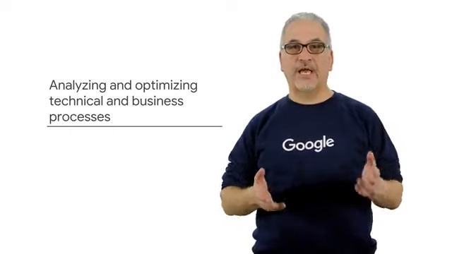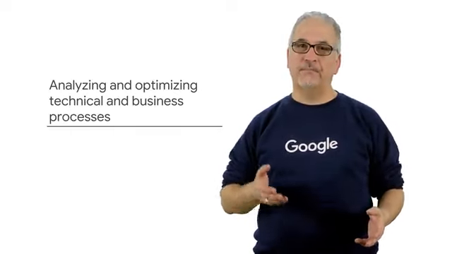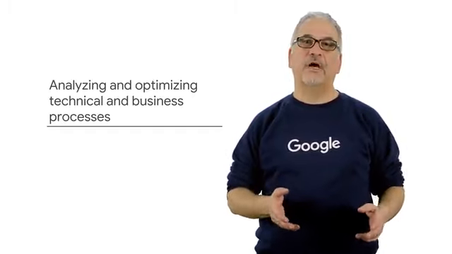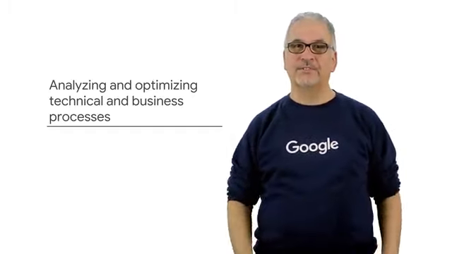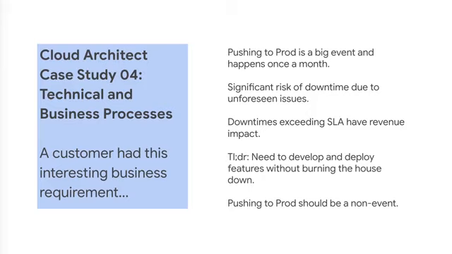This section covers analyzing and optimizing technical and business processes in the exam guide outline. Let's start with a case that will illustrate business requirements. You may have seen this situation before.